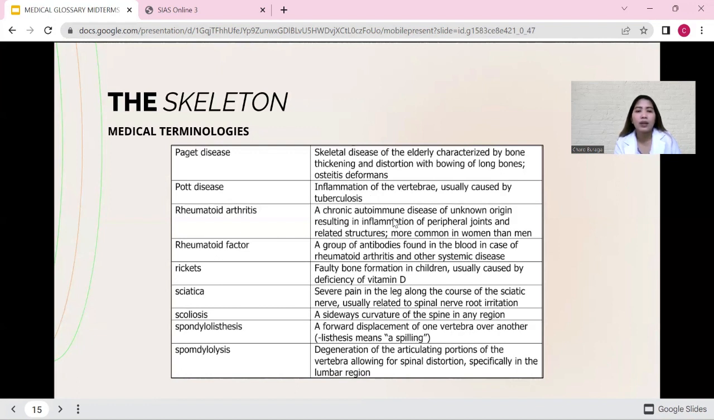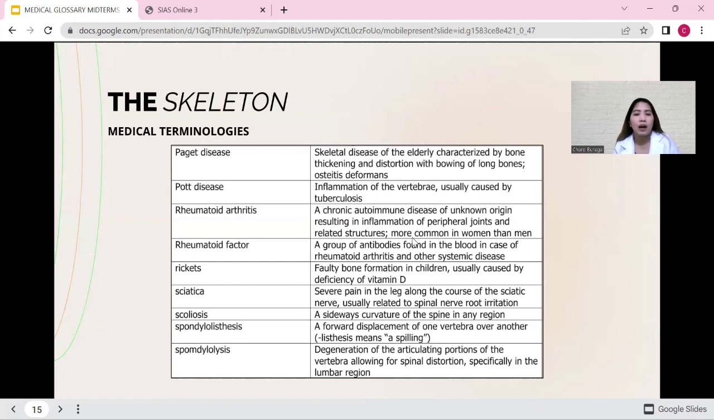Rheumatoid arthritis, chronic autoimmune disease, unknown origin, but under siya sa autoimmune disease. Okay? Usually mga rheumatoid arthritis, yung nakikita nyo, sa kanila ganun siya. Parang nagsaswan. Gaganon ng mga daliri nila. Ganyan. Rheumatoid factor, a group of antibodies found in the blood in case of rheumatoid arthritis and other systemic disease.